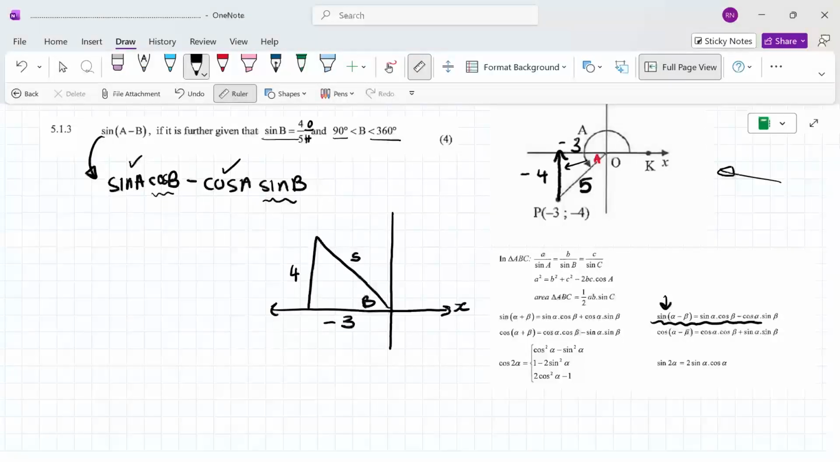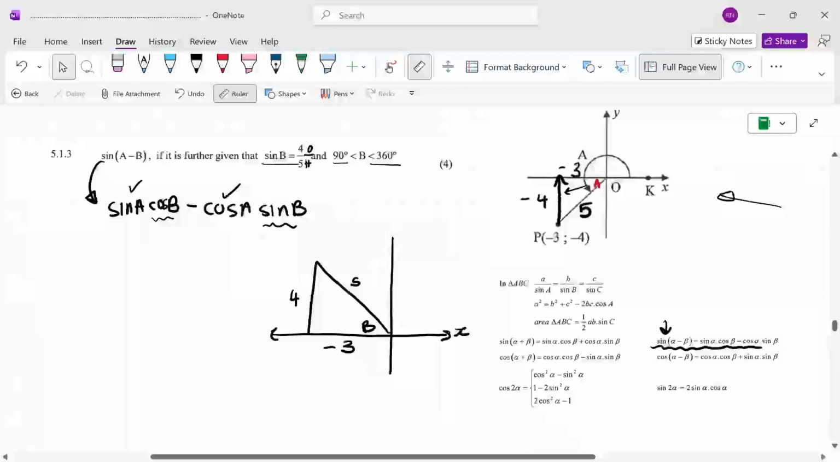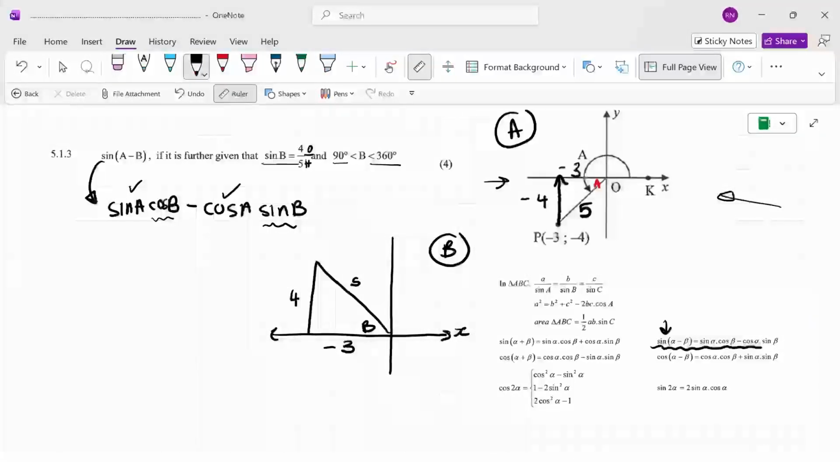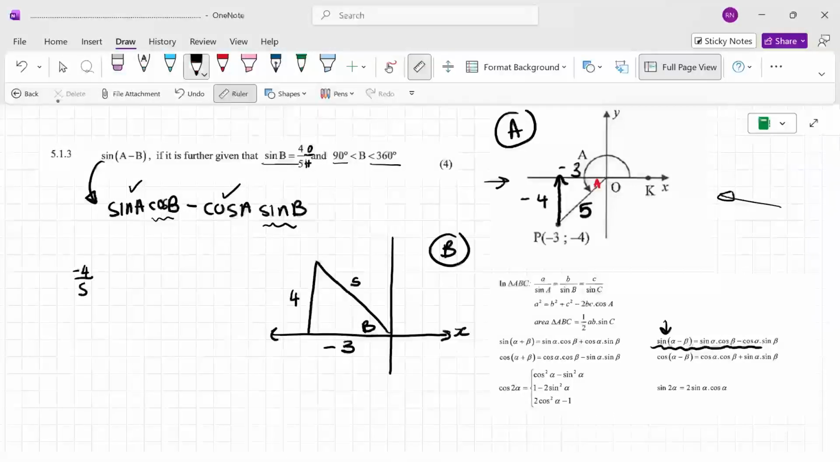And so now we have a triangle for B, so we can find cos B. So let's look at this. This was our triangle for A. This is our triangle for B. We're looking for sine of A. So we look at this diagram here. Sine is opposite over hypotenuse. In this case, my opposite is minus 4. So I'm going to write it out as minus 4 over the hypotenuse, which is 5.